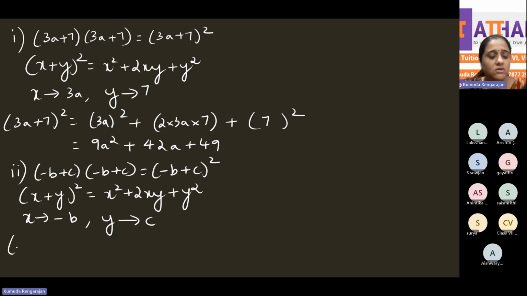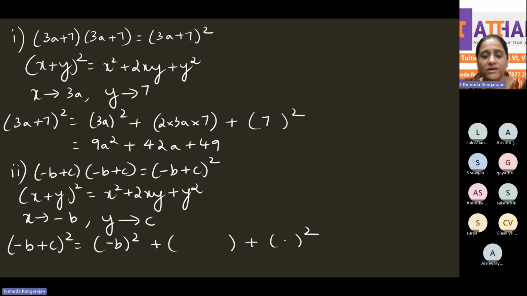So the question minus b plus c, the whole square is equal to, you need to write x square plus 2 into x into y plus y square. So x is minus b, y is c. Then 2 into minus b into c, which is b square, because minus b into minus b, minus into minus is plus, so b square. And then 2 into b into c is 2bc, but minus you see there. So minus 2bc plus c square.